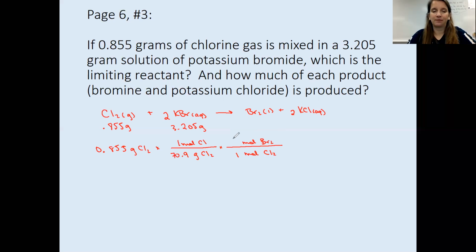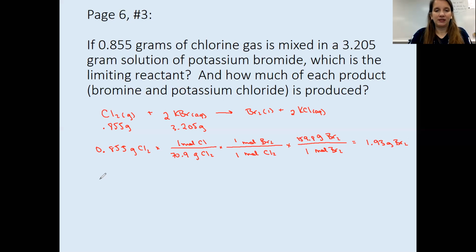I'm going to pick bromine, because I just have to multiply the mass of bromine by 2. Now I'm going to put a mole of bromine down here. I'm going to use 1, not because it's the coefficient of the bromine, but because I'm going to have to be putting the molar mass up here on the top. So bromine's molar mass is going to be 159.8. And when I calculate this, 0.855 divided by 70.9 times 159.8, I should get 1.93 grams of Br2.